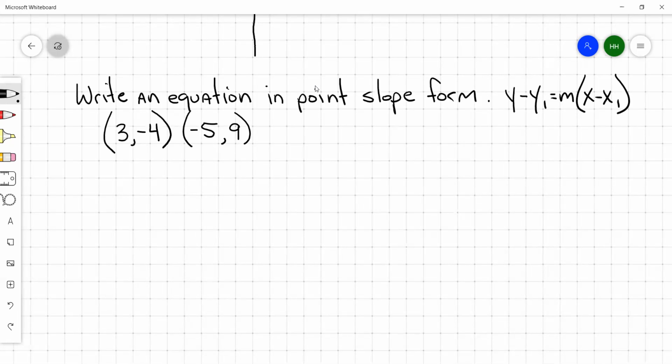When you write an equation in point-slope form, you've already got a point. You've got 2 points, so you need the slope. So the first thing you do is you find the slope of this line. So your m is equal to 9 minus -4 divided by -5 minus 3. And 9 minus -4 would be keep, change. So what's that? 13. -5 minus 3 is -8. So your slope would be -13 over 8.